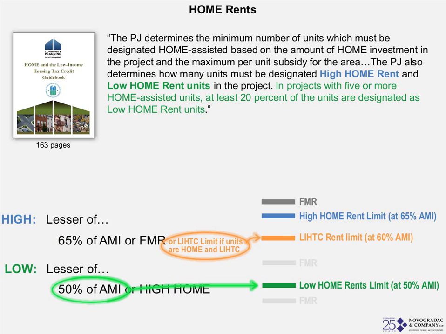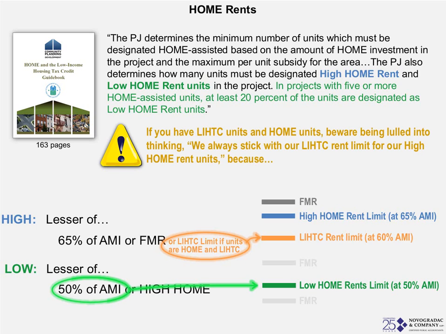Now, this concept was introduced to me. Jillian's experience has been that people are not so lackadaisical as I was told, which is great. But if you're always thinking, well, 60% is always going to be less than the 65% AMI, you could be led into thinking, well, here's our warning. If you have LIHTC units and HOME units, beware of being lulled into thinking, well, we always stick with our LIHTC rent limit for High HOME rent units. Thinking, all right, well, 60 is always less than 65, so we always go with LIHTC.